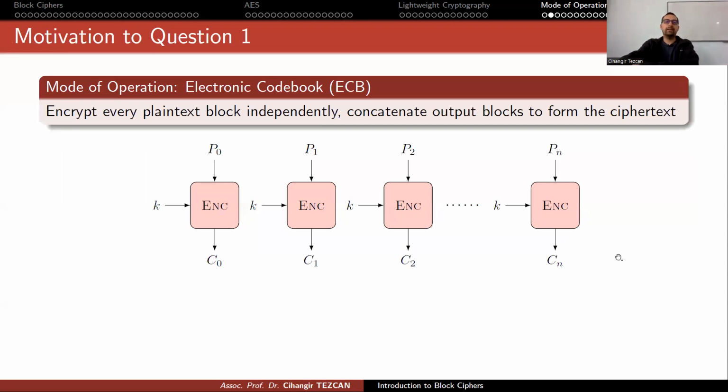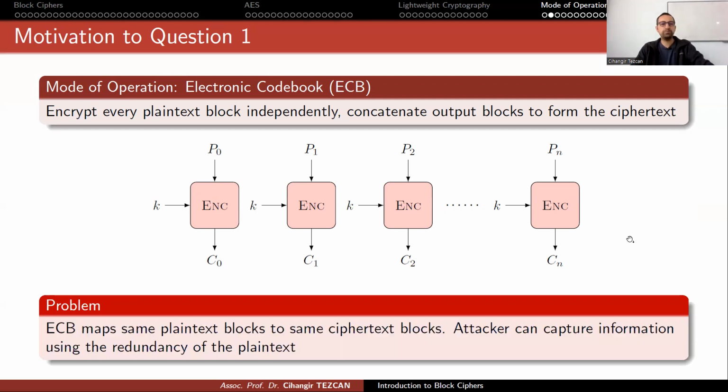So let me start with the motivation for the first question. Assume that I have more than one block to encrypt. So I have n plus 1 plain text blocks here. I have a single block cipher with a single secret key. So the easiest thing you can do is to independently encrypt all of the blocks with the same encryption algorithm, with the same secret key, and obtain ciphertext blocks and concatenate them at the end. Okay, and also this is the worst thing you can do.